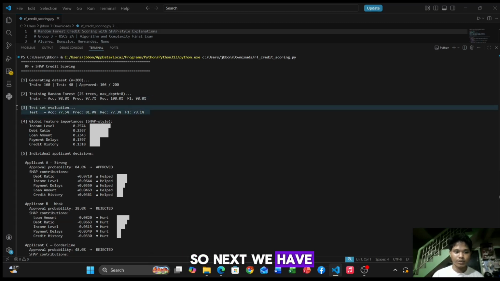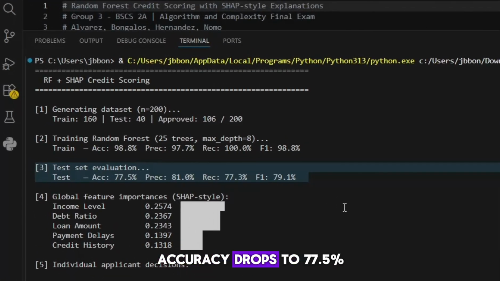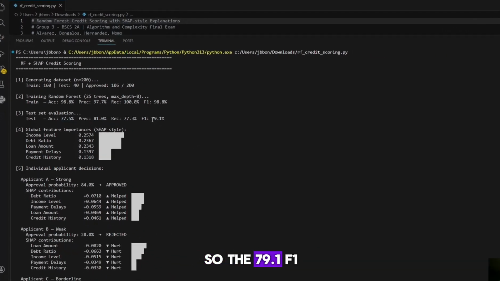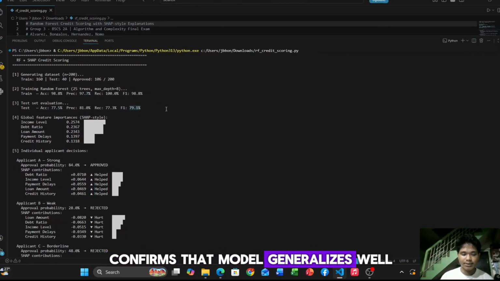So next, we have the test set evaluation. Test accuracy drops to 77.5% on the held-out test set. This gap between training and test accuracy is the bias-variance trade-off we described in the analysis report. It is normal and expected. The 79.1 F1 score on unseen data confirms that the model generalizes well.